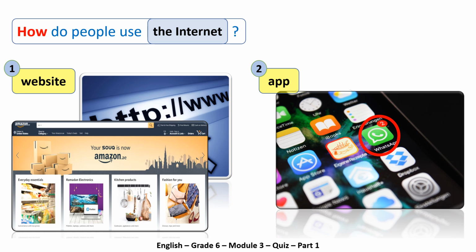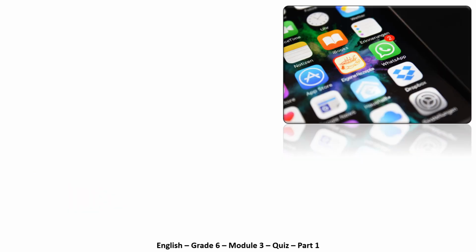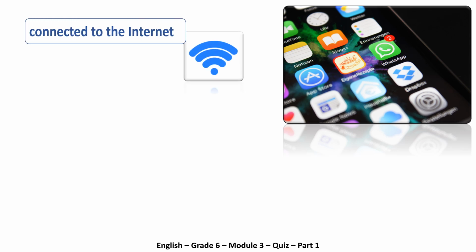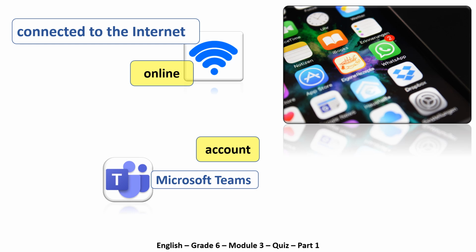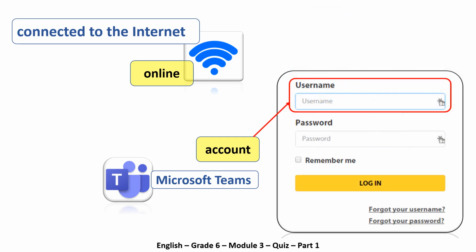Good. First of all, you need to be connected to the internet. In other words, you need to be online. Also, you need to have an account to use an app like WhatsApp or Microsoft Teams. Any account that you may have must have a username and a password in order to be able to use it.